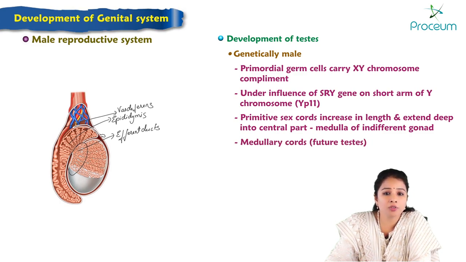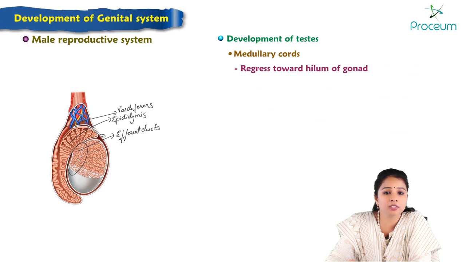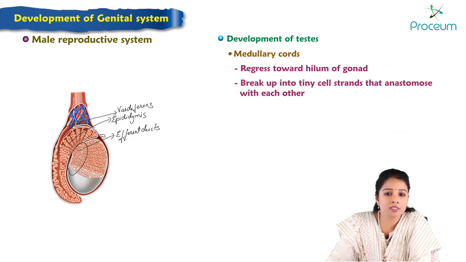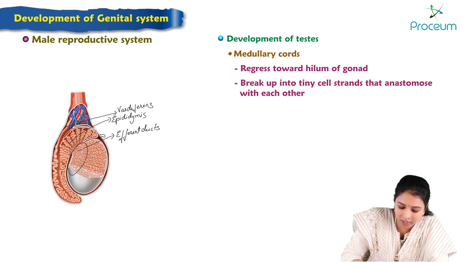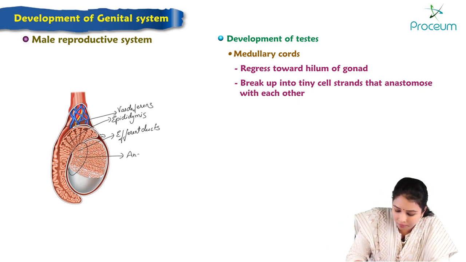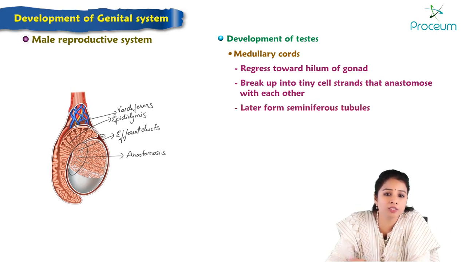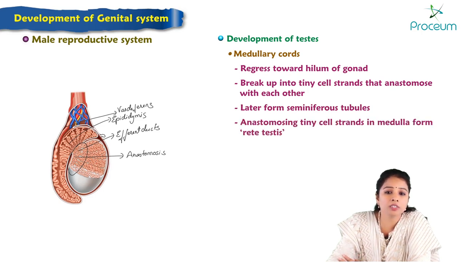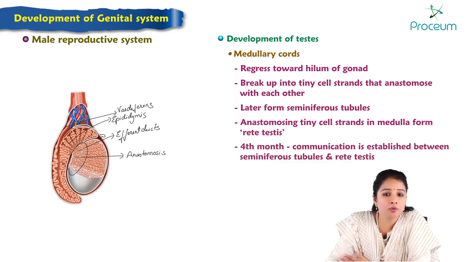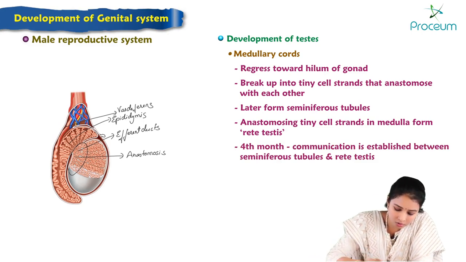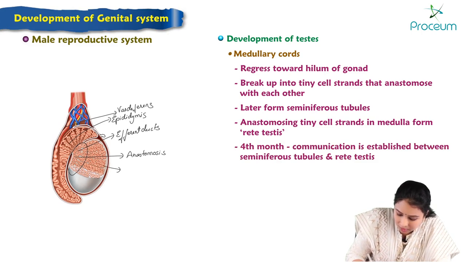And towards the hilum of the gonad, the medullary cords regress and break up to form tiny cell strands that anastomose with each other. So we can see the anastomosis of tiny cell cords. And these sex cords later form the seminiferous tubules. The anastomosing tiny cell strands in the medulla form the rete testis. In the fourth month, communication is established between the seminiferous tubules and rete testis. So, between the seminiferous tubules, these are seminiferous tubules.